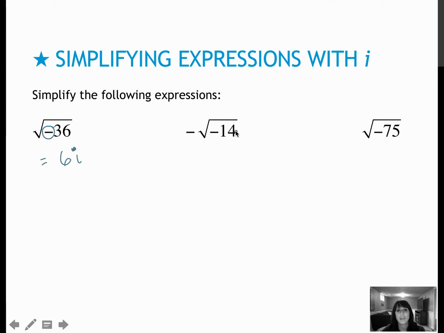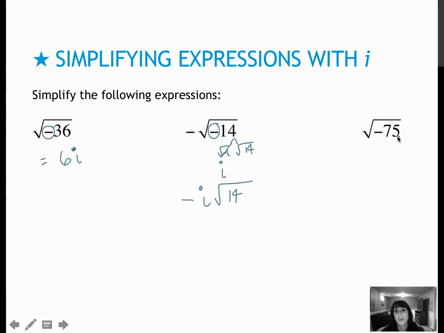The square root of negative 14. 14, I try to break it down. I think 1 and 14, that doesn't really help me. 2 and 7, no perfect square factors in that. But what I can do is still take out this negative. So even though I can't do anything with the 14, I can break it down into negative 1 and radical 14. And this negative 1 turns into an i. And so on the outside, I have a negative and I have an i. And on the inside, I still have 14 because I can't break it down any more than that.